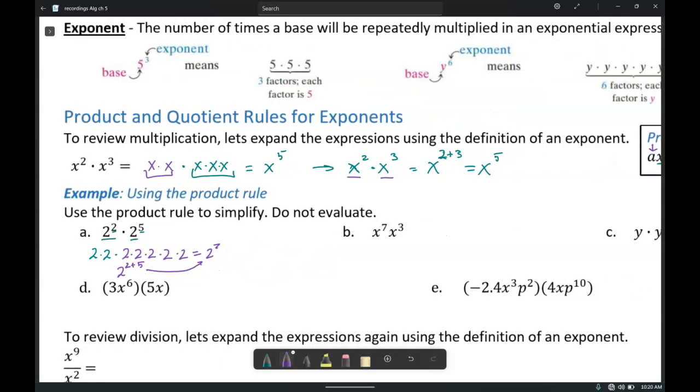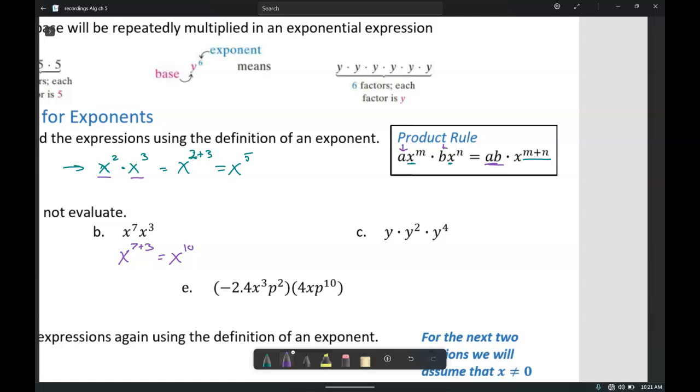So using our shortcut, we have x to the 7 plus 3, which equals x to the 10th. Here we have 3 different expressions, but since they all have the same base, we can go ahead and just add all of the exponents at once, giving us y to the 7th power.